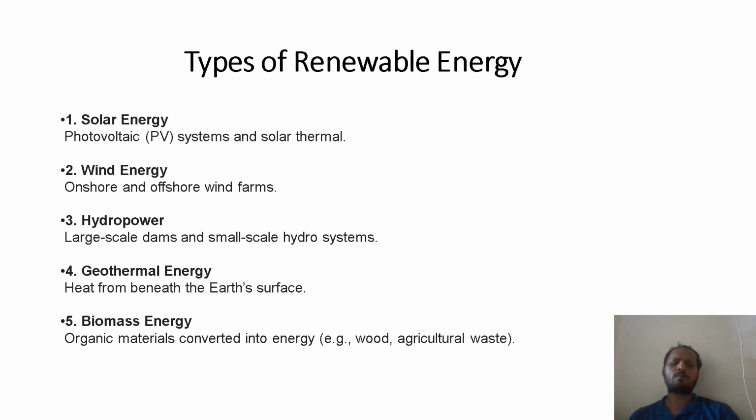Geothermal energy we get from the heat beneath the Earth's surface. It is said that the temperature at the Earth's center is approximately 5,000 degrees Celsius. So a lot of heat is there beneath the surface of the Earth, and we get heat energy in the form of geothermal energy. Biomass energy is organic materials converted into energy, like wood and agriculture waste.